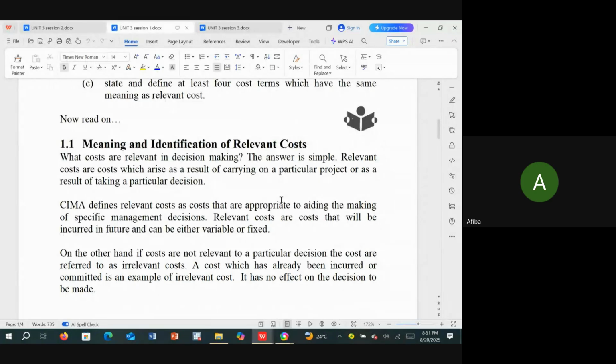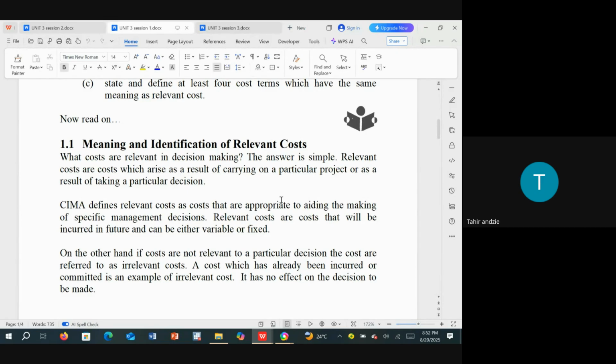So we are trying to find out the definition of relevant costs, that is, the meaning and identification of relevant costs. What costs are relevant in decision making? This is a question that can be posed. What costs are relevant in decision making? The answer is very simple.